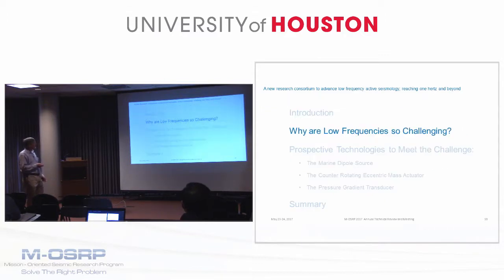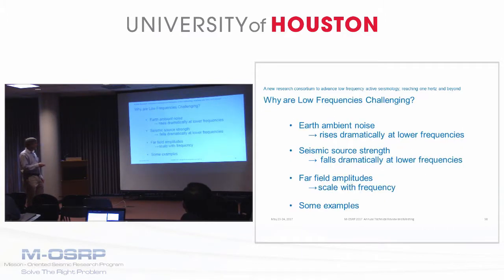Okay, so once again, the challenge, 3 key factors. We've got rising ambient noise at the low end, we've got falling source strength, we've got weaker far field amplitudes for a given source force, we've got some things in the Earth which are harder to see at low frequencies, some things in the Earth which will be easier to see at low frequency, which is the positive going for us.